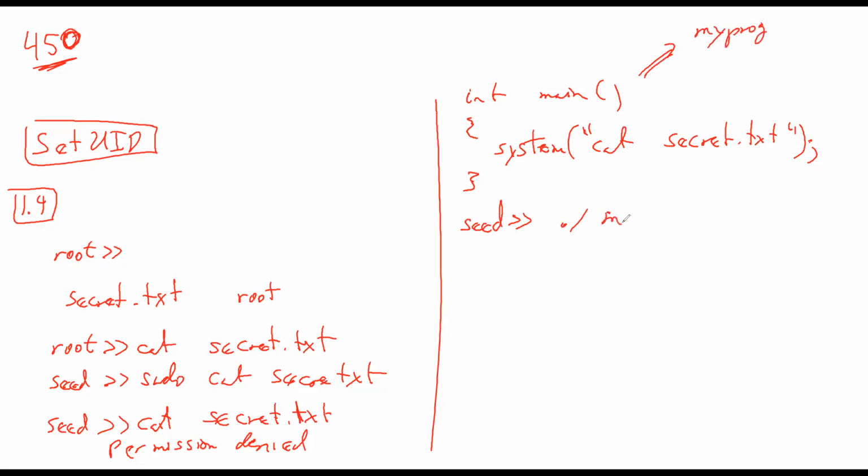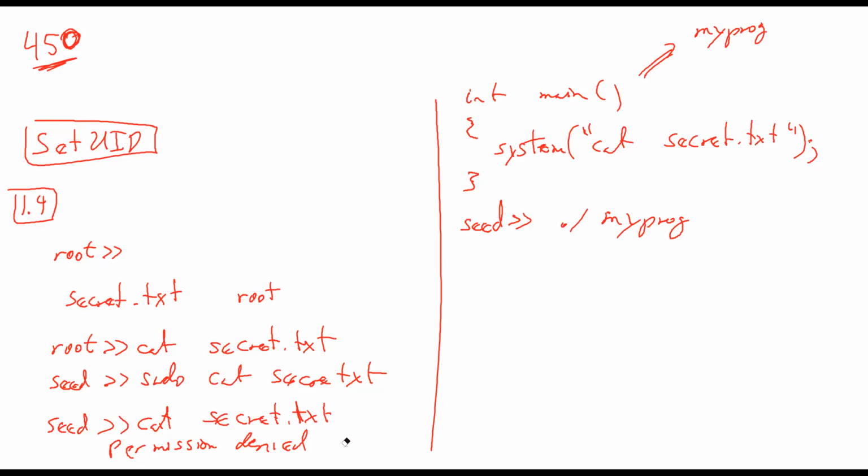Okay, so then you run myprog, right? You run myprog, and basically what you're doing is cat secret.txt. But because you're seed, it still won't work. It's still going to be the same thing as before. It's going to give you permission denied. Okay, so that doesn't work.